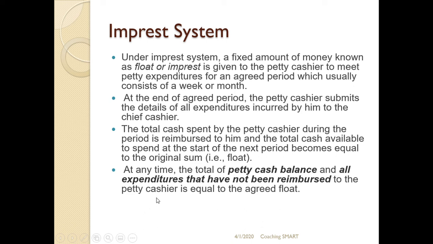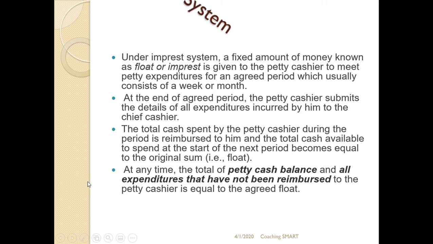So at any time, the total of the petty cash balance and all expenditure that has not been reimbursed to the petty cashier is equal to the agreed float. At any given time, the total imprest money must be the same from the first month to the ending of the month, from the first week to the ending of the week. So that is what we need to have in mind. Any question as far as the imprest system is concerned?